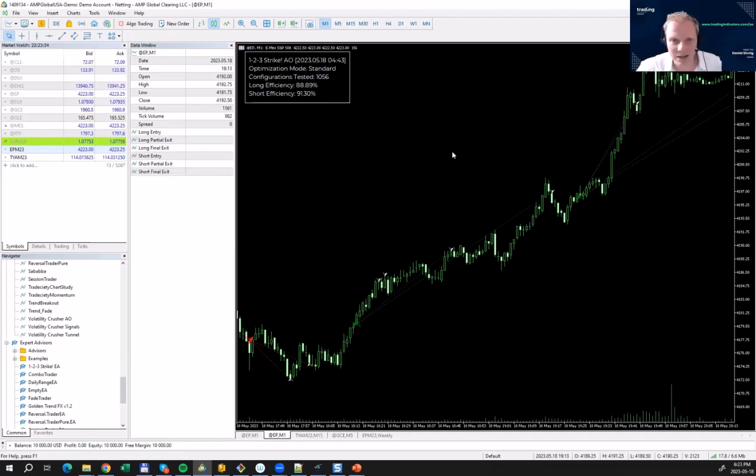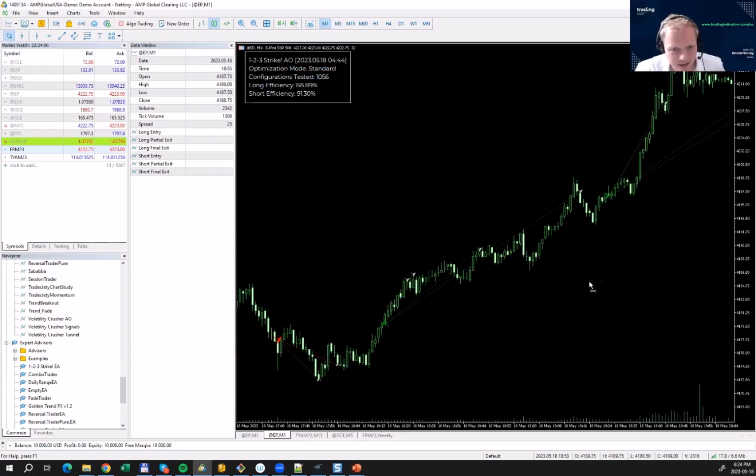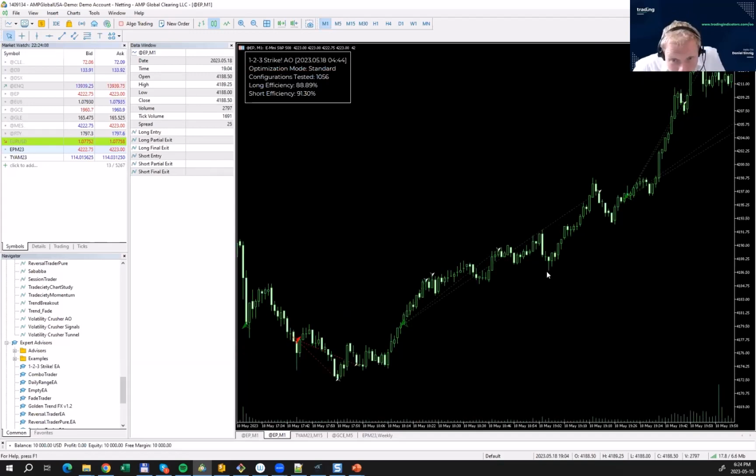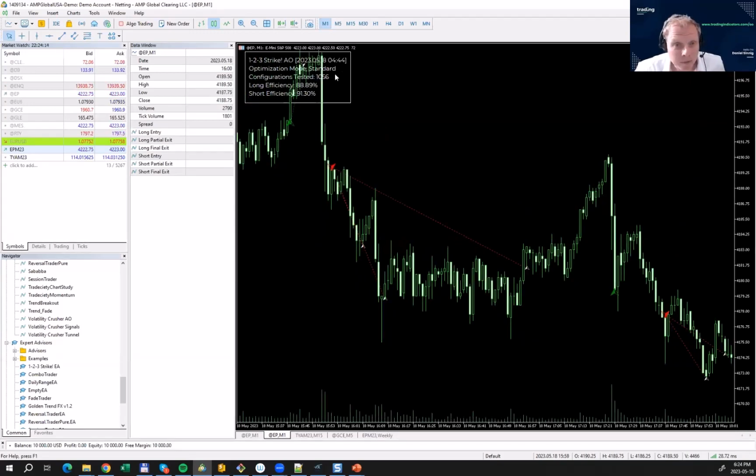But once this has been done, we can see that our statistics have gone up significantly to 88.89% on the long side and now 91.32% on the short side. And as you can see here, it actually looks even better than it already looked before. And this is exactly what you can do with these optimization modes.